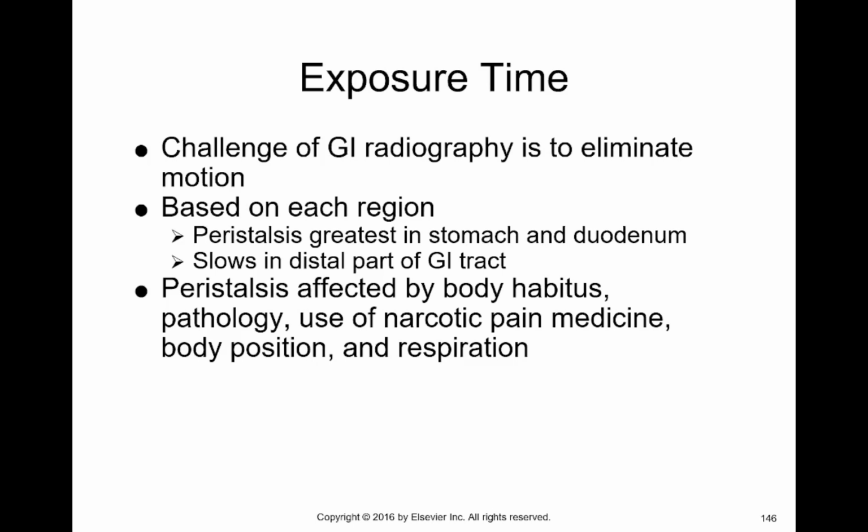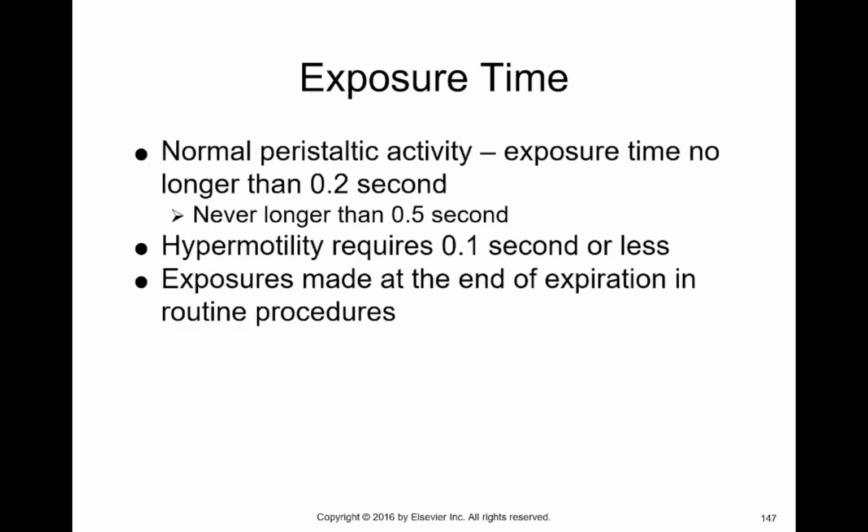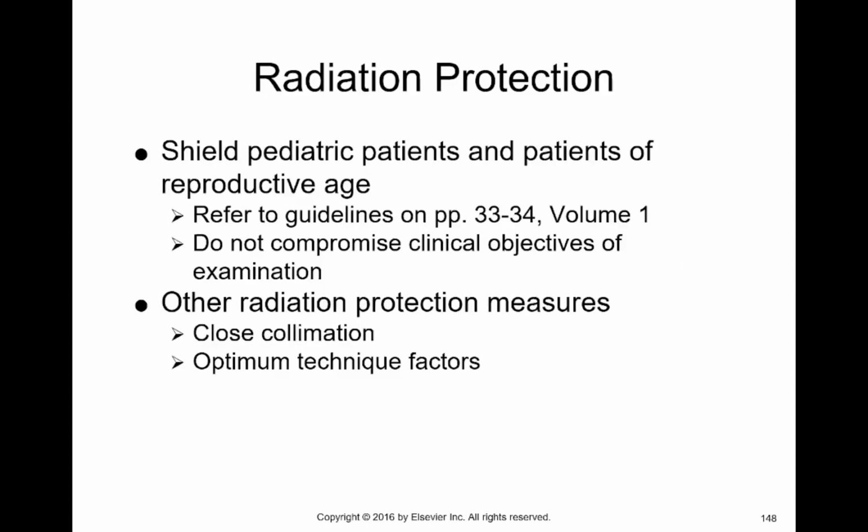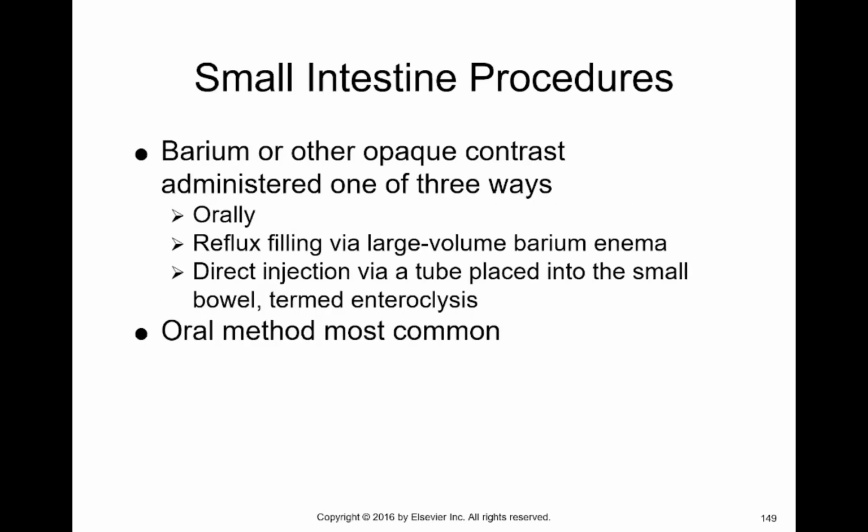So exposure time, keep it short because of peristalsis. We've done that to death. Radiation protection, again, just close collimation and good technical factors. So we can do this in a number of different ways. What we can do with the small intestine procedure is have a patient drink, and that's the preferred way. If the patient can't drink for whatever reason, then we can do a direct injection into the small intestine.